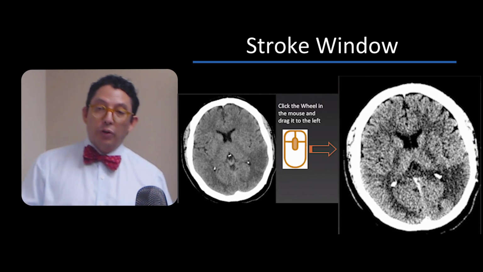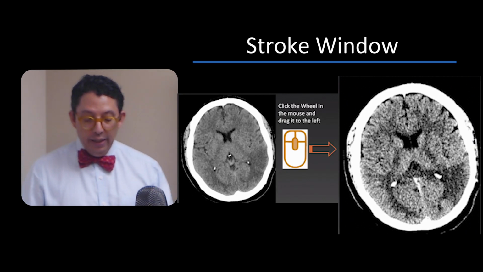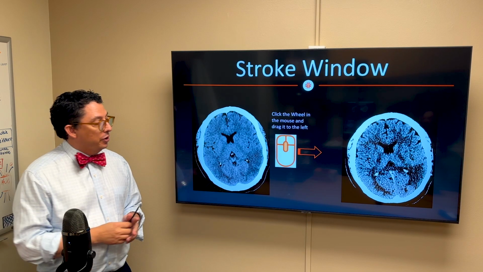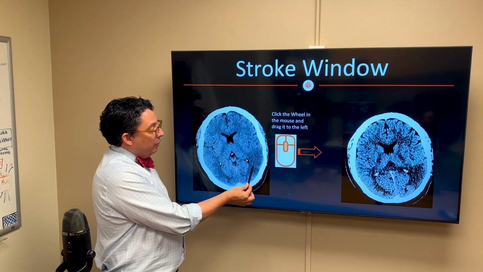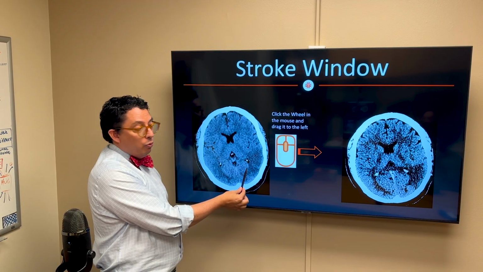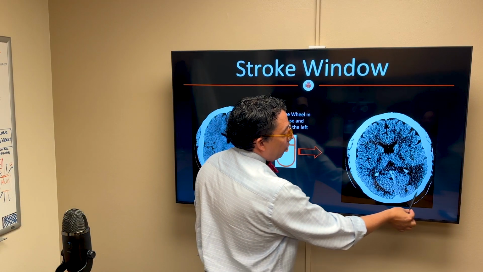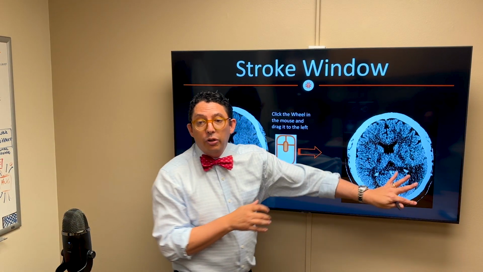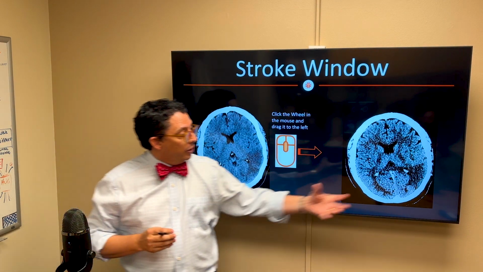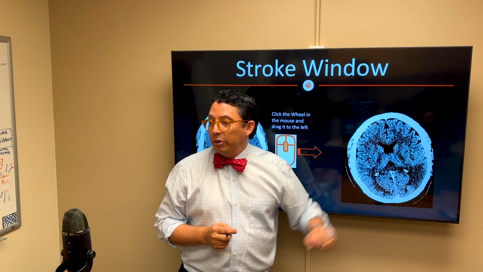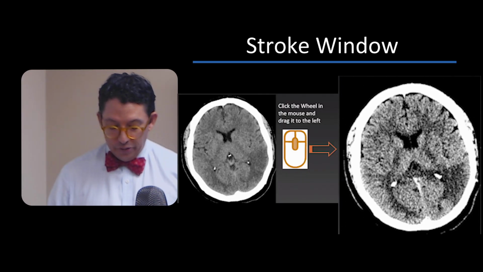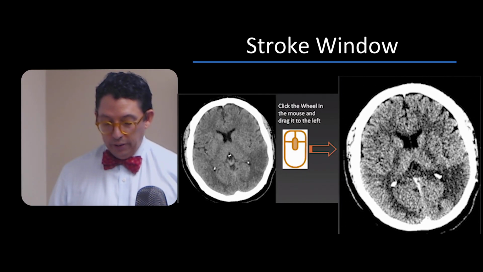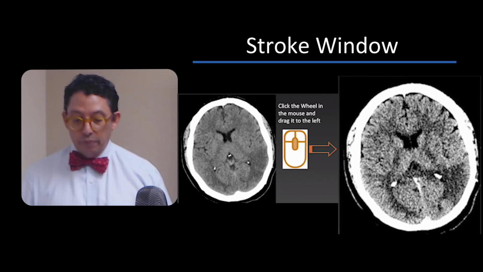Now, if you go to the stroke window, which will really give you a much better gray-white matter differentiation, you see that there's kind of something dark here that you cannot see that gray-white matter differentiation well. But once you do the stroke window, the contrast increases and you can really see that there's a lesion on the image that I have here on my right side. So that is how you would look for a stroke. Remember, we saw one of these in our previous lecture.